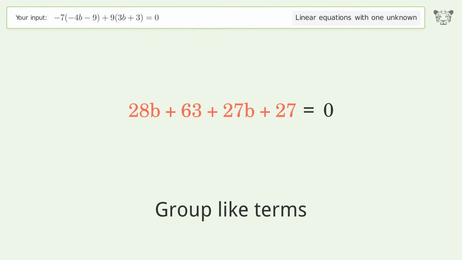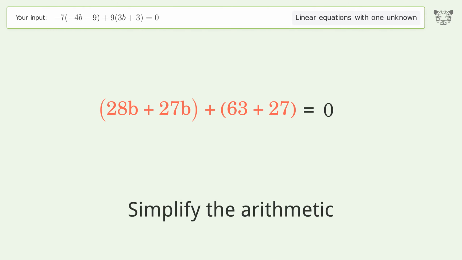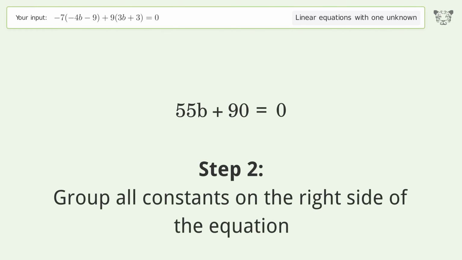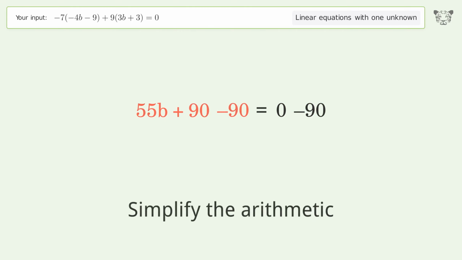Group like terms. Simplify the arithmetic. Group all constants on the right side of the equation. Subtract 90 from both sides. Simplify the arithmetic.